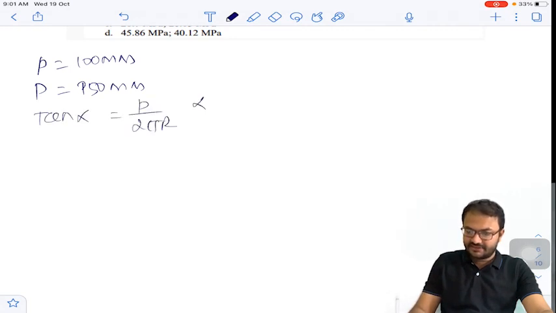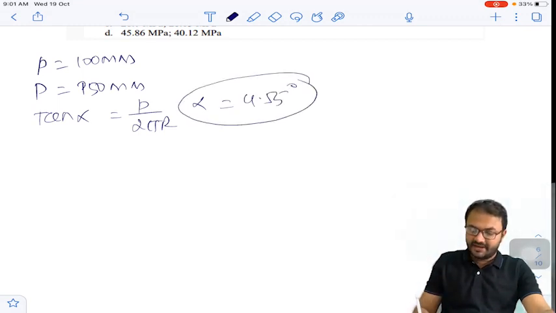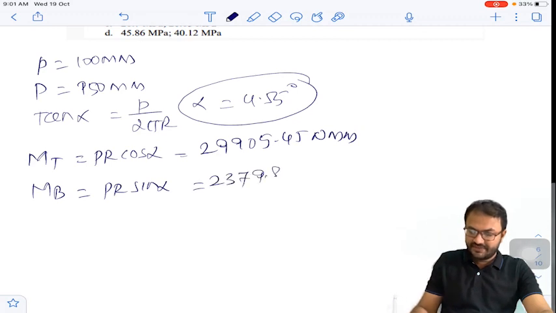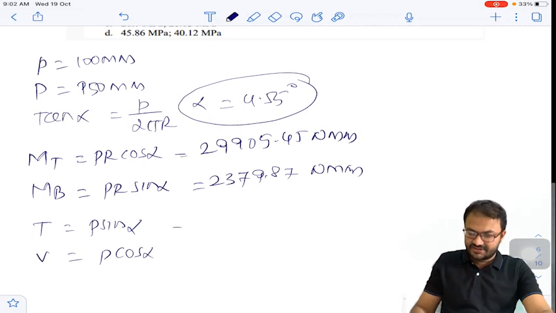So you will get alpha is equal to 4.55 degrees, and twisting moment Mt is equal to PR cos alpha. Whenever you substitute the values, you will get it as 29905.45 newton meter. And bending moment Mb is equal to PR sin alpha. It will be 2379.87 newton mm. And axial force is equal to P sin alpha, shear force V is equal to P cos alpha. These are all the formulas you need to calculate.